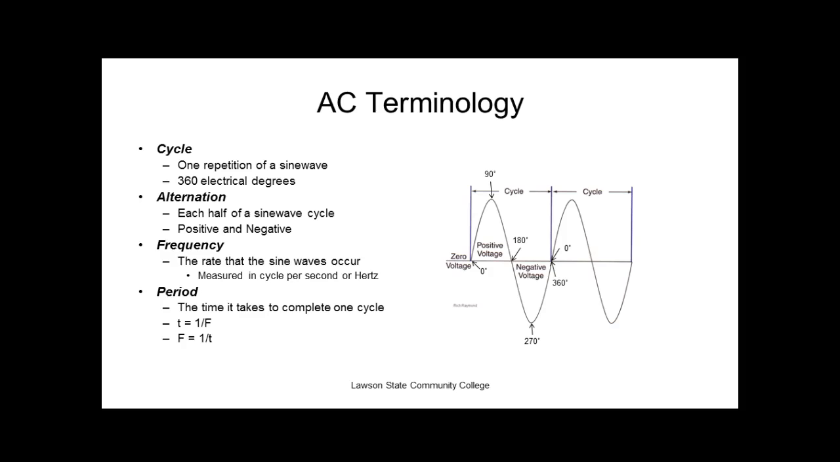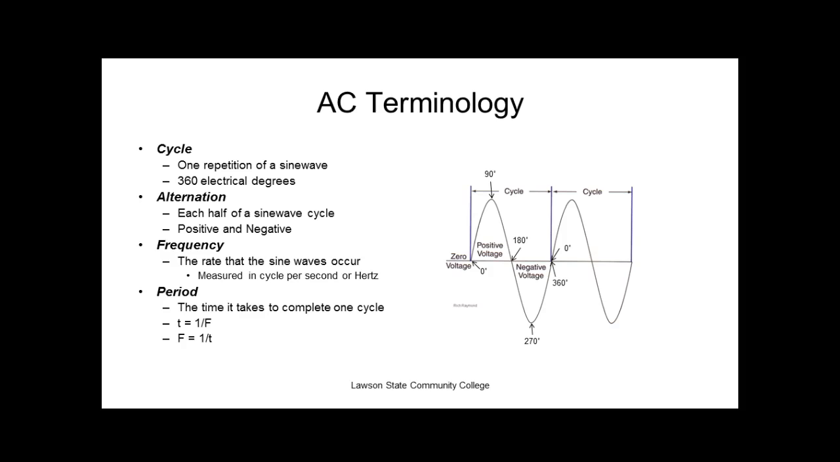Alternation: each half of a sine wave. So we have a positive alternation and a negative alternation. The positive and negative alternations are mirror images of each other. So that means they take this exact same amount of time. If I'm spinning a circle at the same speed, you understand they'll take exactly the same amount of time. They give us the same amplitude.